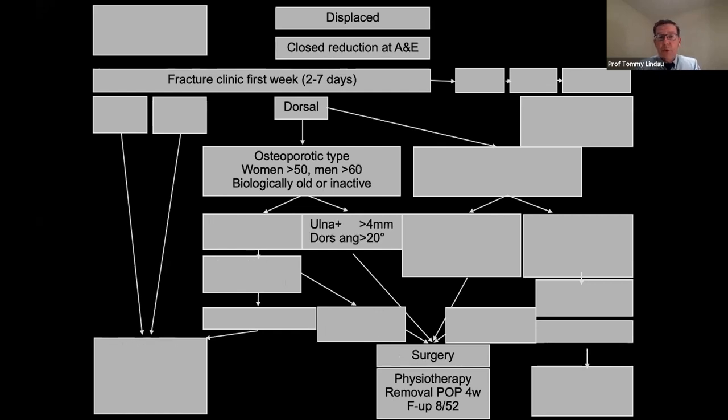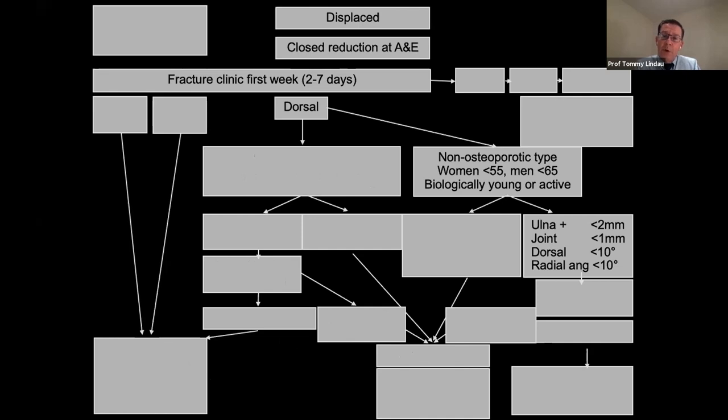So if we go down the surgical route, which is a natural response to an ulna plus more than 4 millimeter and dorsal angulation more than 20 degrees, then we enter the surgical box. If we look at the non-osteoporotic type of patients, and we have run through previously that they are women less than 55, men less than 65 years of age, and they are biologically young or active. So for instance, a 75-year-old mountaineer being out on a hike and falling over and fracturing his or her radius would be someone we would look into this box, because it's a healthy, fit, active person over the age of when osteoporosis is clinically present.